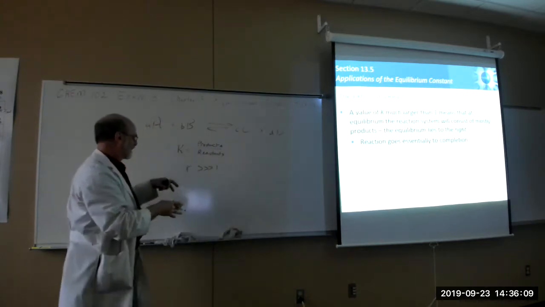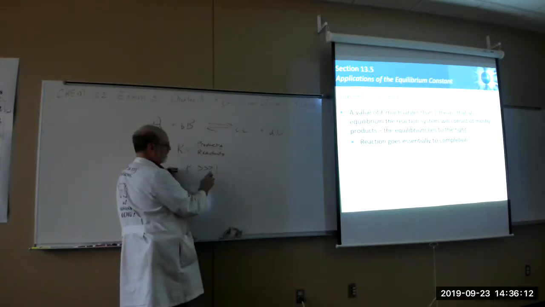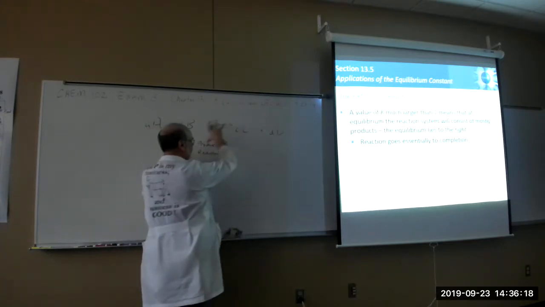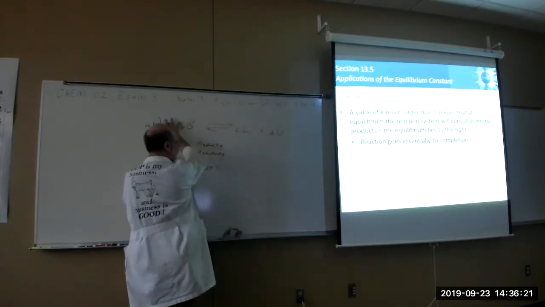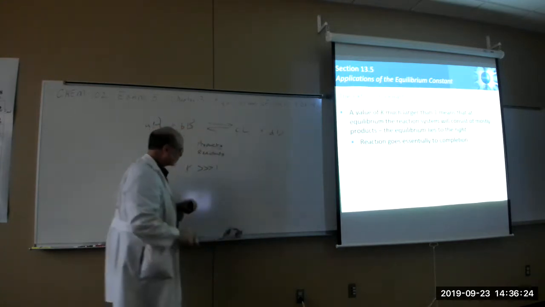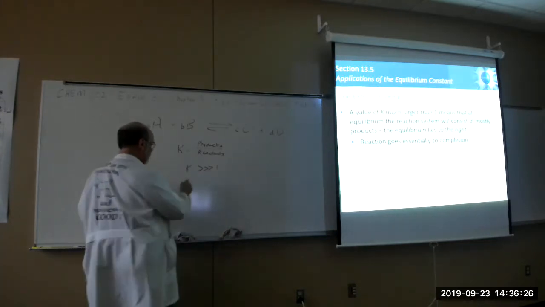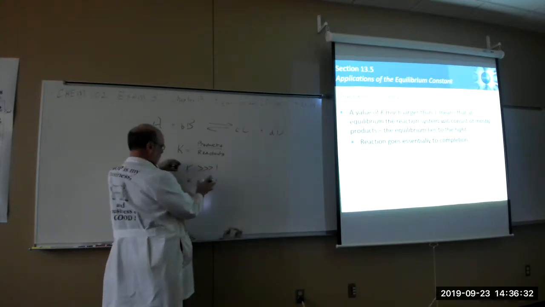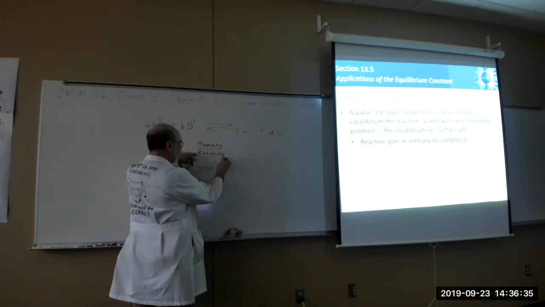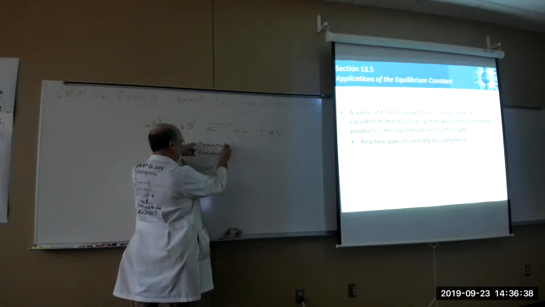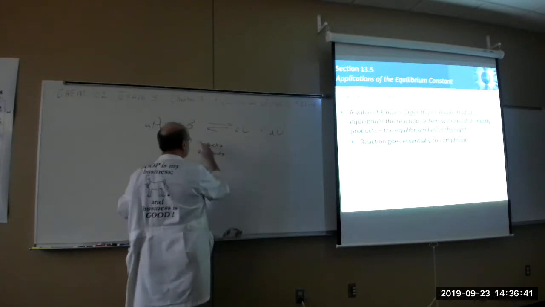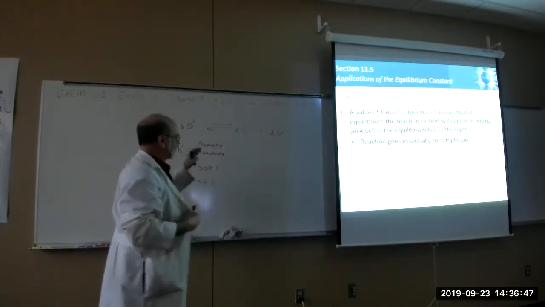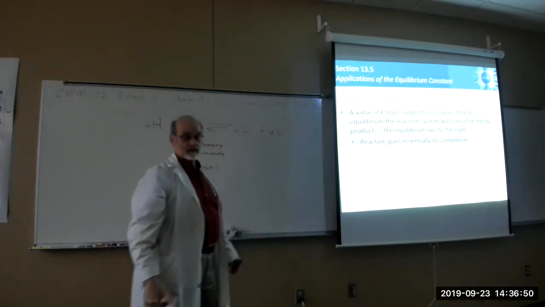Now, if K is very large, greater than 1, that would favor the products. So we have a lot more of this and a lot less of that. And vice versa, if K is a lot less than 1, that means we form a very small number, which means a large denominator, small numerator. So very small products, very large reactants. In other words, that equilibrium situation means there's not much product formed at that temperature.